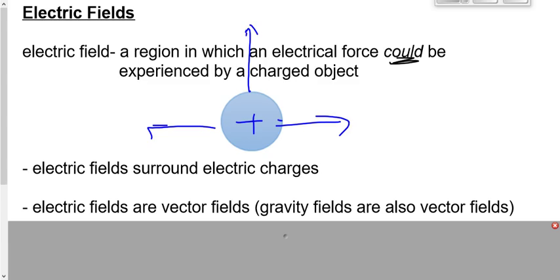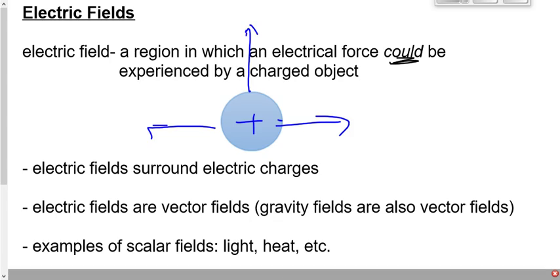All of the fields that we talk about in Physics 20 and Physics 30 are vector fields. They all have a direction associated with them. They influence things, masses or charges, in a particular direction. But there are such things as scalar fields. A heat field or a light field influences things, but not necessarily in a particular direction.